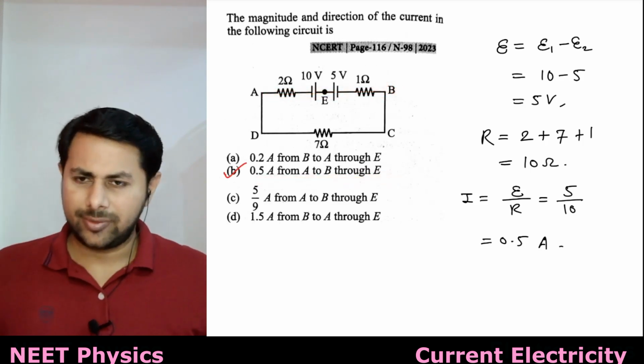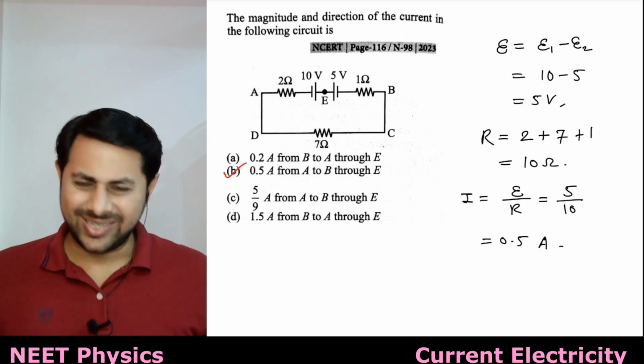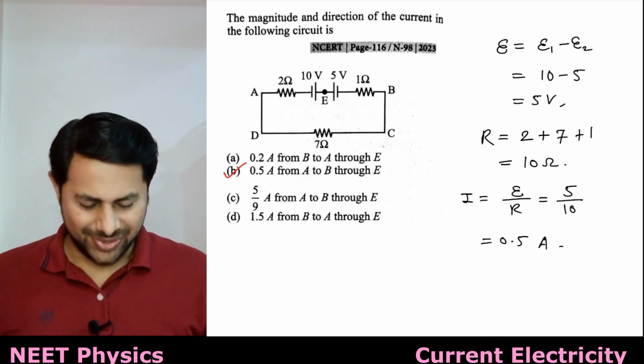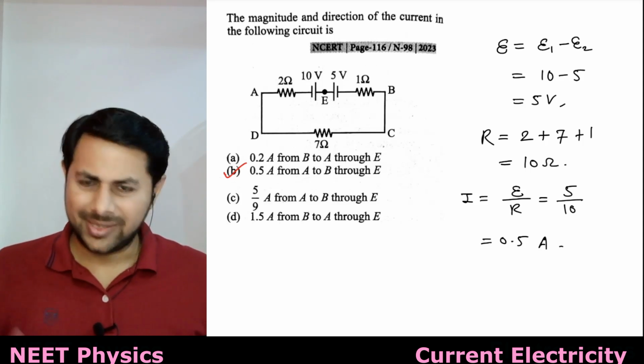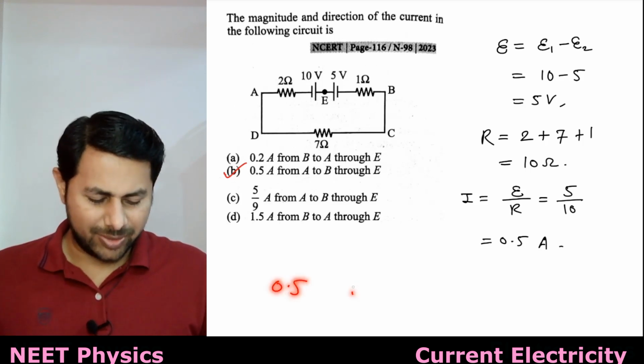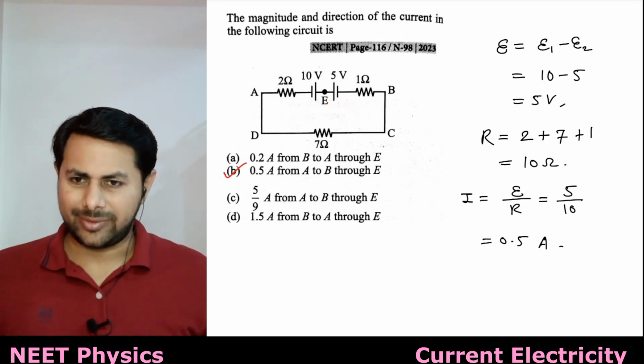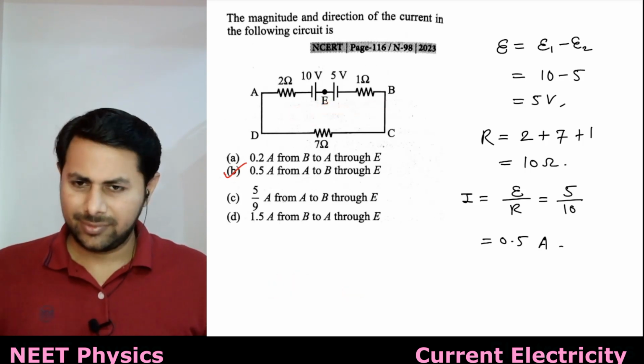So that's the answer. It's option B. There is no other 0.5, so you don't even need to think about that. You just find out the total current and that's the answer. Okay, in this case. But they could write 0.5 ampere and give another option from B to A. That would be wrong, right?